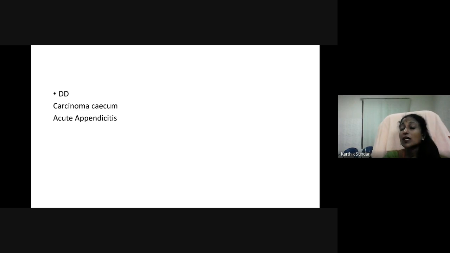Of course, the mass can also form an abscess, an appendicular abscess. An appendicular abscess can also present as a mass. The patient will be toxic and highly tender. So if the patient develops an appendicular abscess, what are you supposed to do? Put the patient on conservative management or operate?